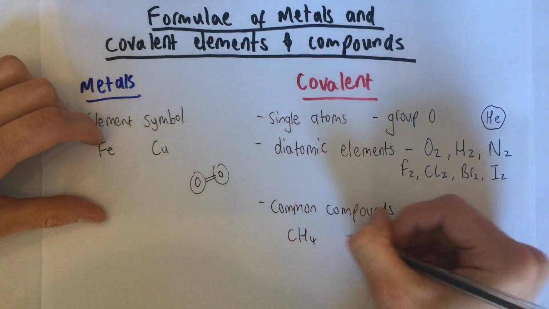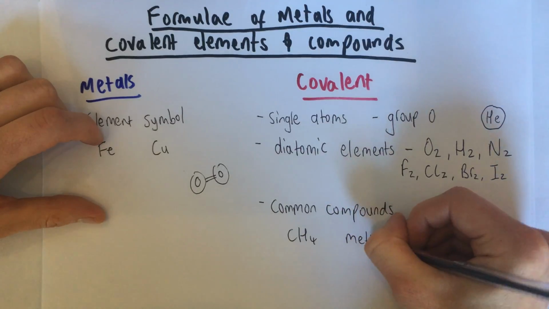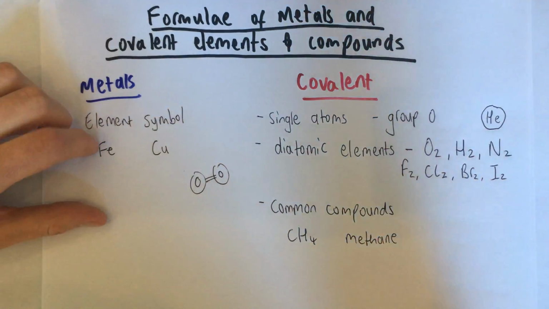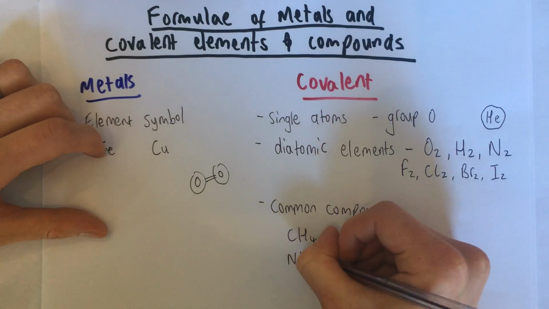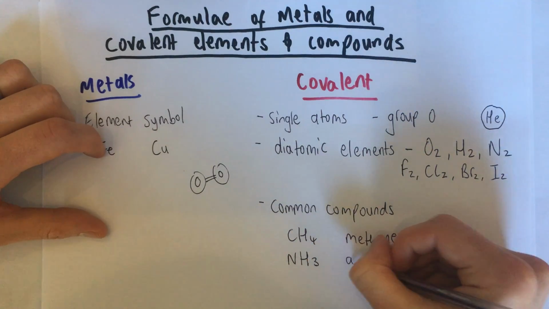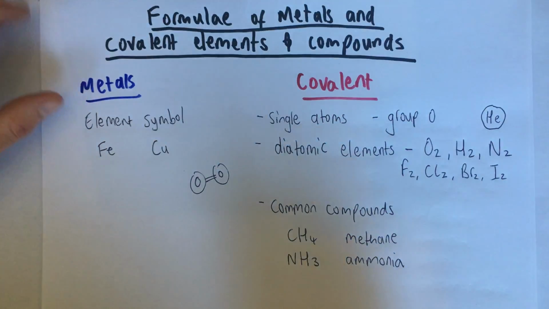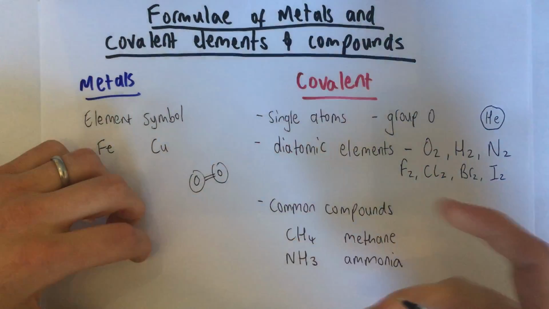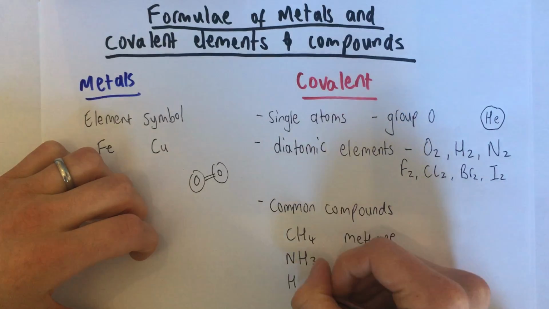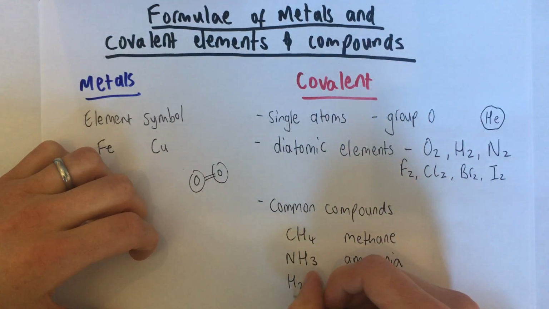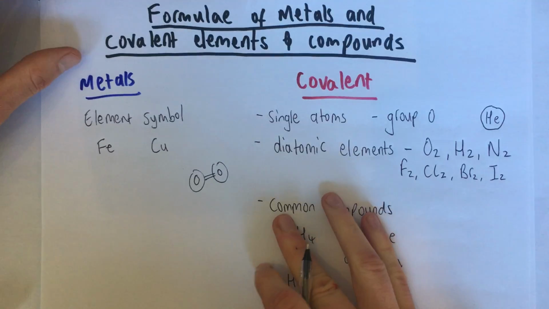The formula for methane is CH4. That's the stuff that comes out of the gas taps. It's worth knowing the formula for a compound called ammonia is NH3. And two that I don't need to write the name for because you already know them. Really simply, H2O is water, CO2 is carbon dioxide.